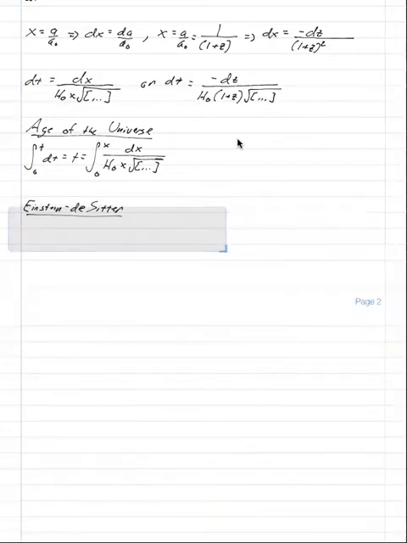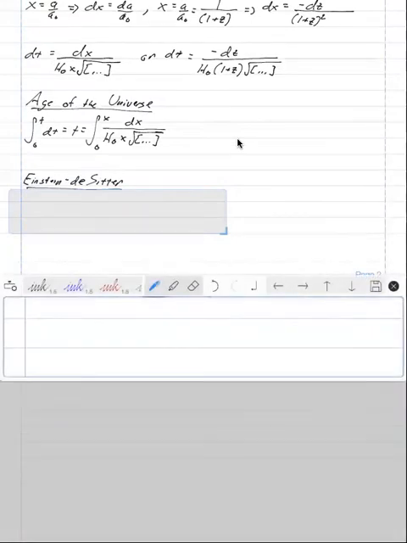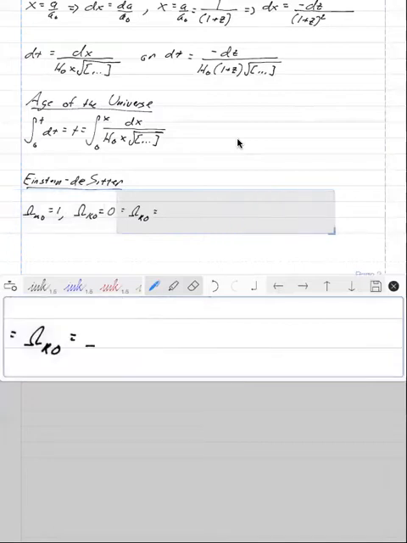So, Einstein-de Sitter age. We have that omega m0 is equal to 1, omega k0 is equal to 0, and the radiation component and the cosmological component are also all 0.